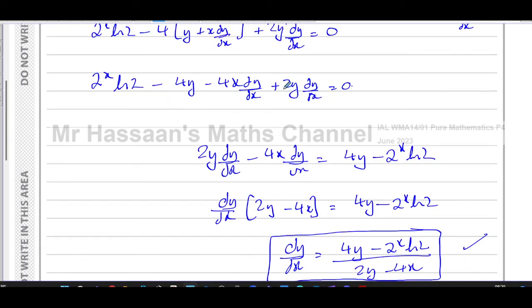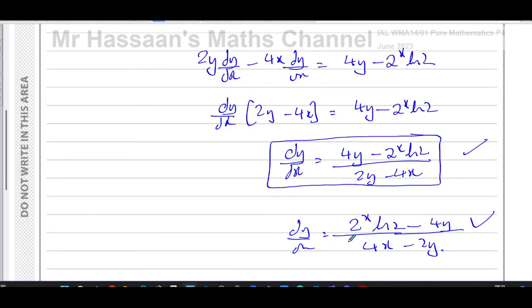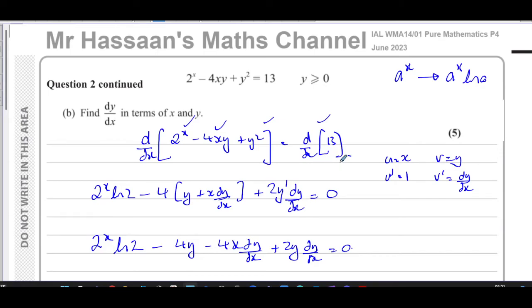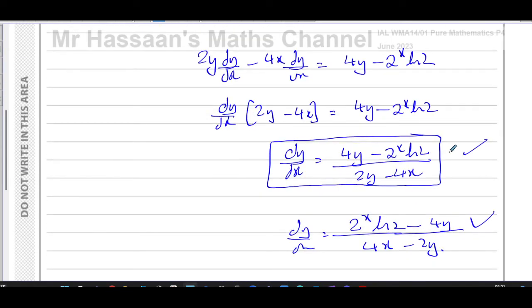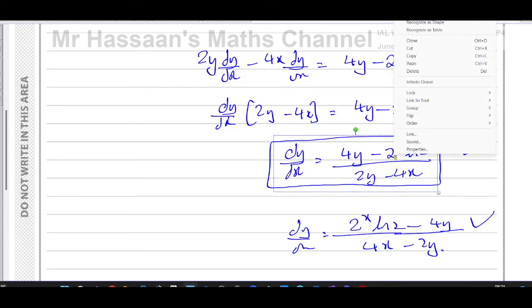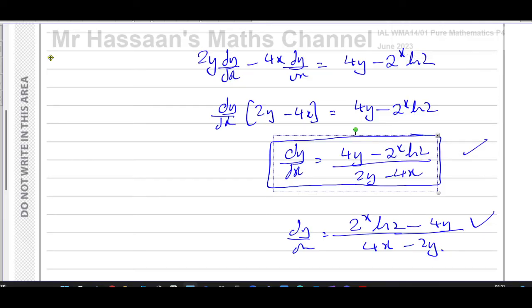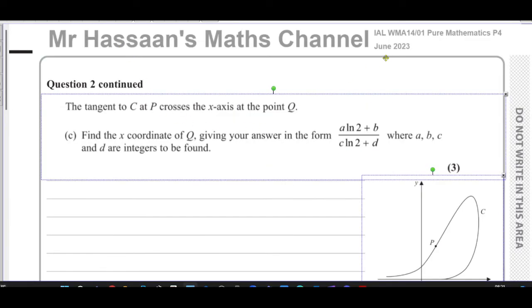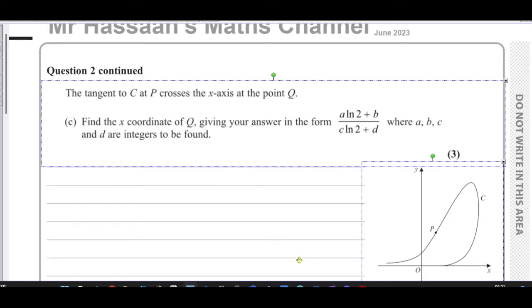In my case, I kept the dy/dx on the left side, and the other things on the right side. You could have kept the dy/dx on the right side by adding 4x dy/dx and subtracting 2y dy/dx. You would have ended up with the answer looking like that. But both of them are fine. And there's the answer to part B. So we have an expression for dy/dx now, which we might need. So I think I will copy that in case.